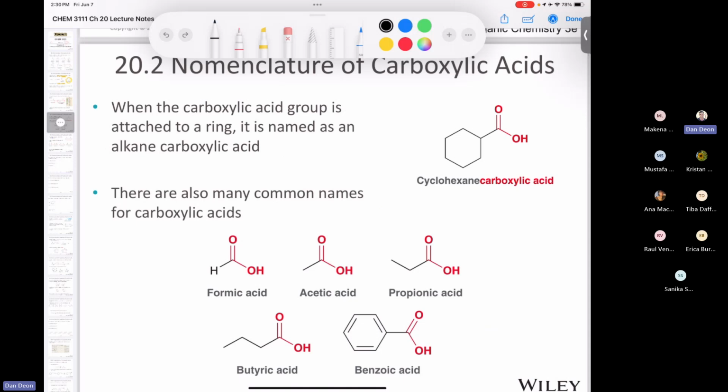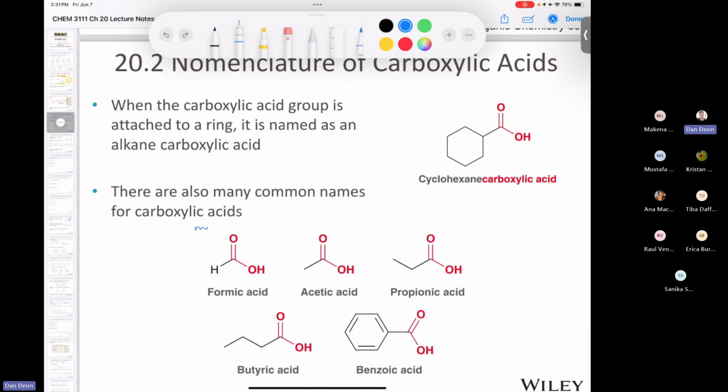There are also many common names for carboxylic acids that you need to know. If you have one carbon, you would call this methanoic acid, which is the systematic name. The common name is formic acid, and that comes from the Latin word for ant. The next one is acetic acid, whose systematic name is ethanoic acid. The next one is propionic acid, but its IUPAC name would be propanoic acid.